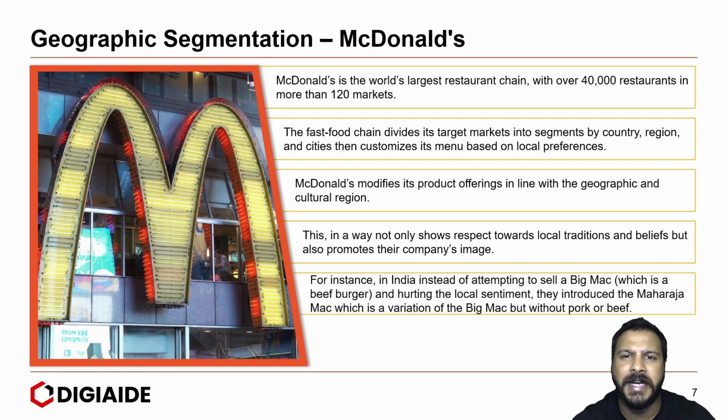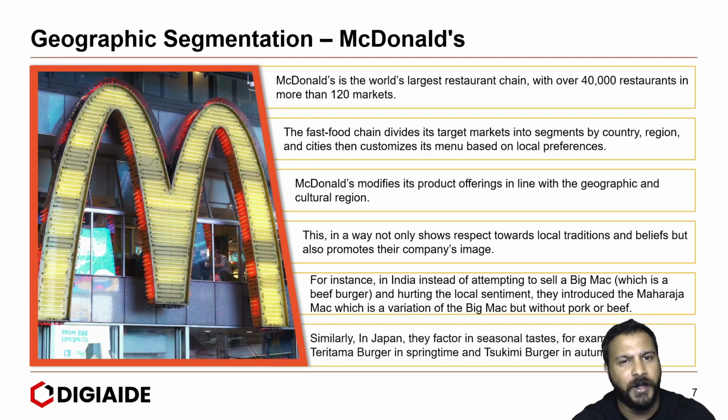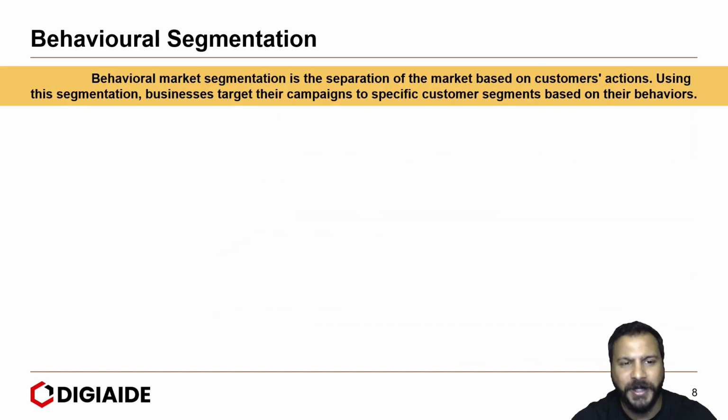For instance, in India, instead of attempting to sell a Big Mac, which is a beef burger, and hurting the local sentiments, they introduced the Maharaja Mac, which is a variation of the Big Mac but without pork or beef. Similarly, in Japan, they factor in seasonal taste, for example, the teriyaki burger in springtime and the tsukimi burger in autumn.